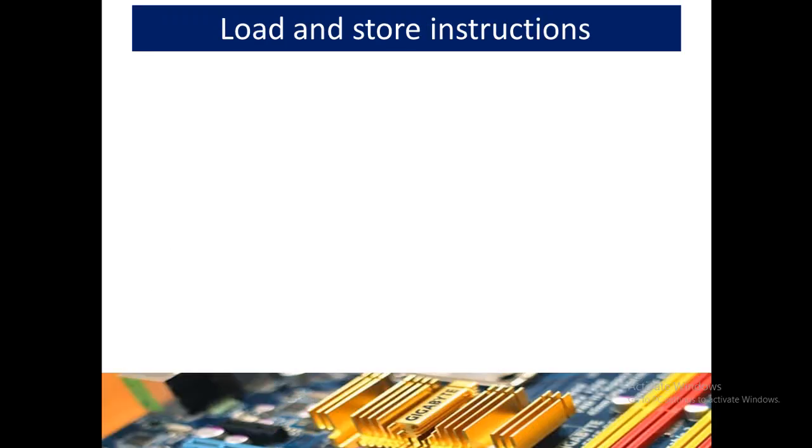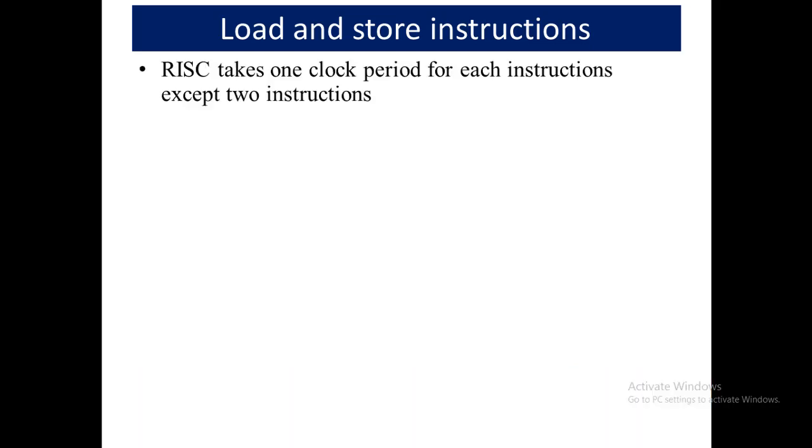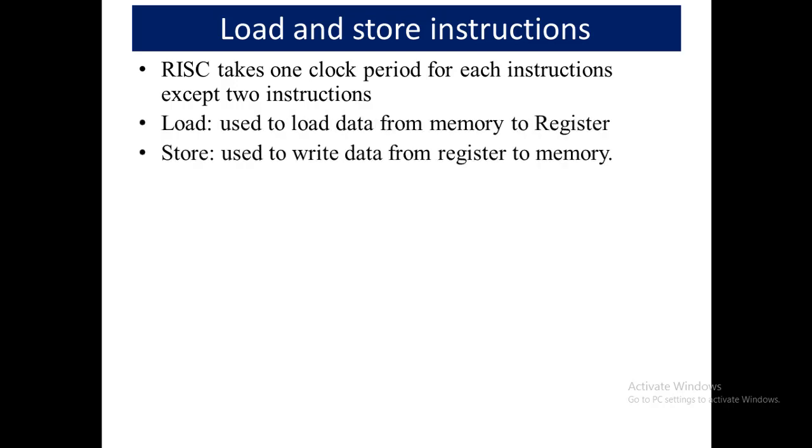We have discussed that load and store instructions take 2 clock cycles, meaning they take double the time to execute. So why do they take double time? Let's see. RISC takes 1 clock period for each instruction, as we have discussed, except 2 instructions: load and store. The load function is basically used to load data from memory to registers to perform operations. On the other hand, store is used to write data from register to memory.